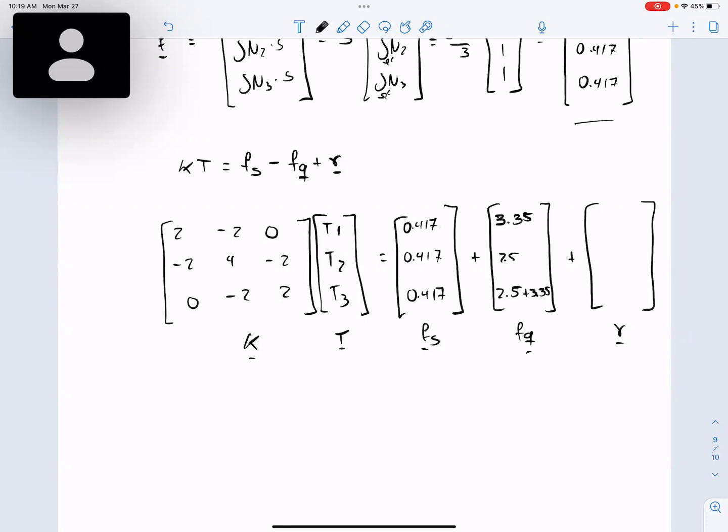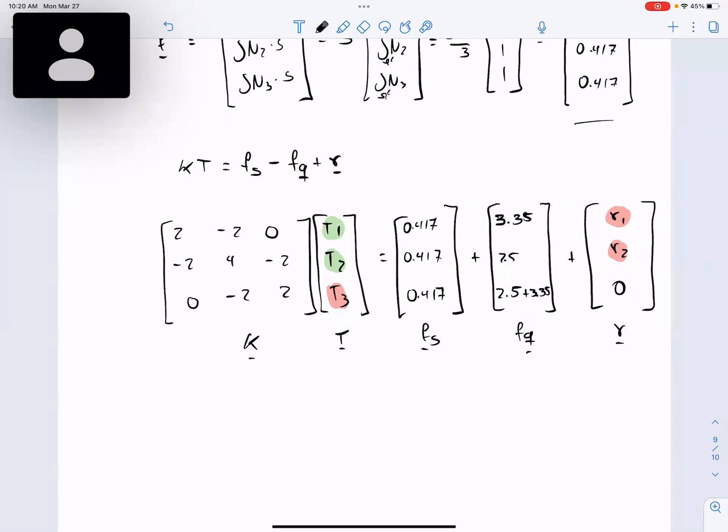All right, and so the reactions: for which ones do we know the temperature, but not the flux? The first two have an essential boundary condition. So for these two, we know the temperature, so we don't know the reaction. And then for the last one, we don't know the temperature. So that's the system of equations. The only unknown is temperature 3.